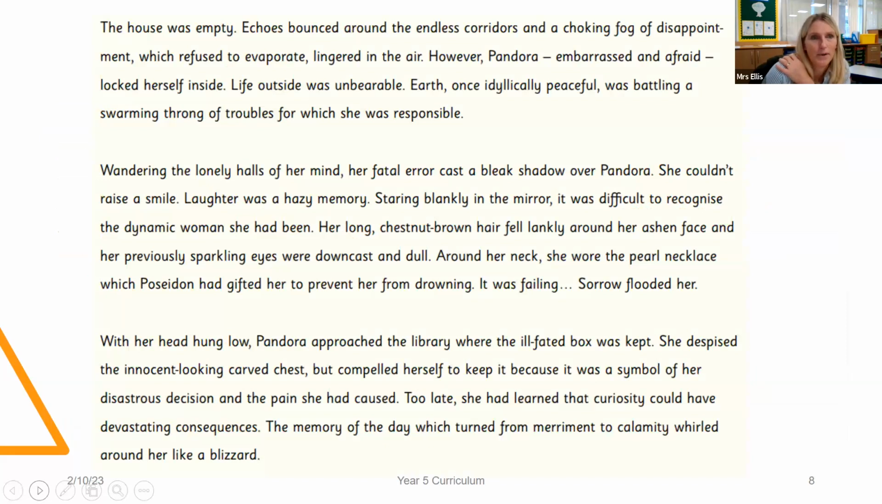So here's just an example of what that might look like in their writing. So writing in paragraphs, fronted adverbials, using lots of range of punctuation that you can see in there, and up-levelling that vocabulary. So we've got lingered in the air, we've got idyllically peaceful, we've got despised. Okay, the devastating consequences, the disastrous decision, the calamity whirled around her like a blizzard. So lots of examples in there of up-levelling that vocabulary to an upper key stage 2 level.